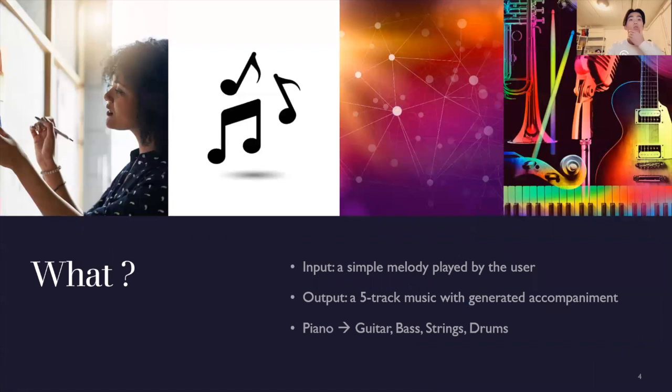The user would be able to input a simple melody into our tool, like a one-handed piano melody or something very simple and basic. And our deep learning model would generate the whole musical accompaniment to it, including guitars, bass, strings, and drums. So basically, from one instrument, we generate the other four.